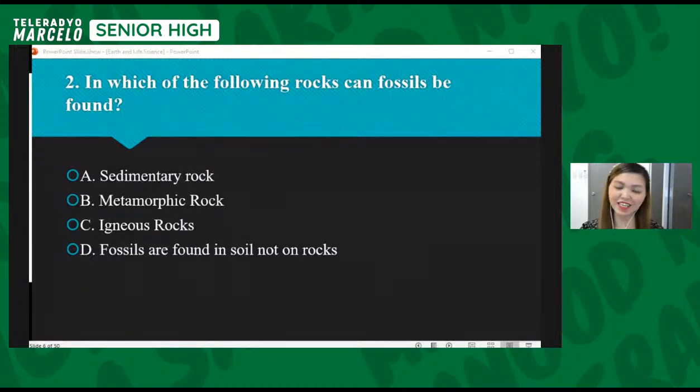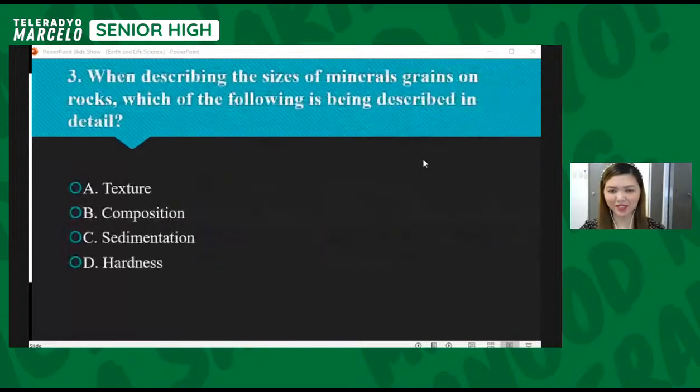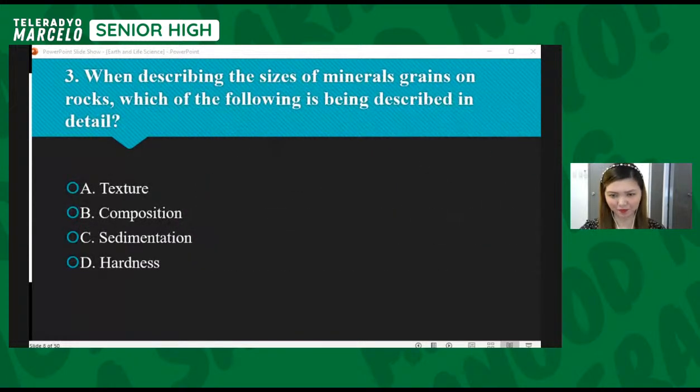Okay, let's see. I'll be waiting for your answers. All right, so the correct answer is, of course, letter A. It's sedimentary rock. Okay, let's move on to number 3.